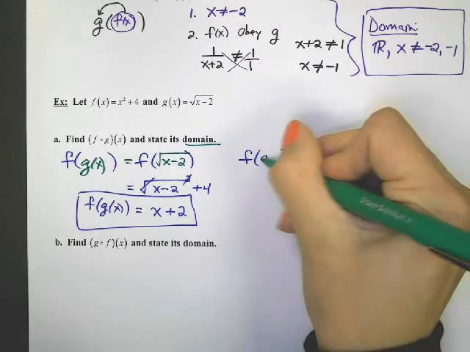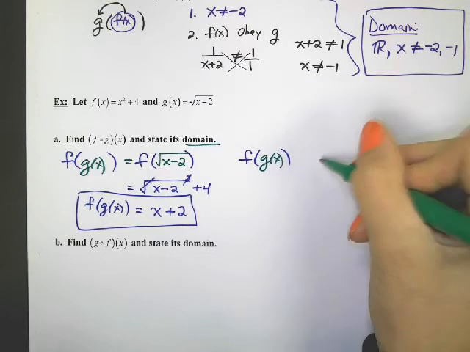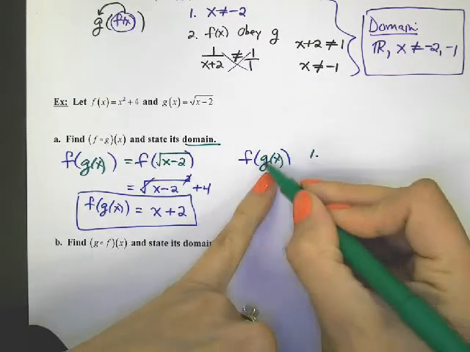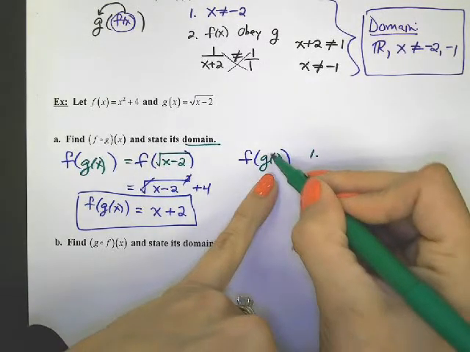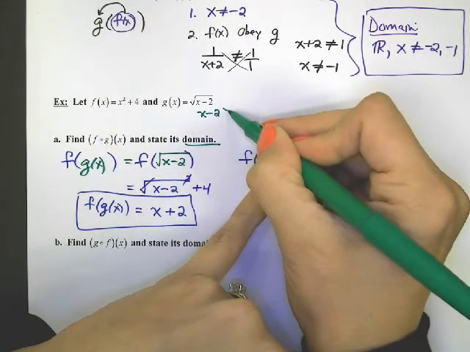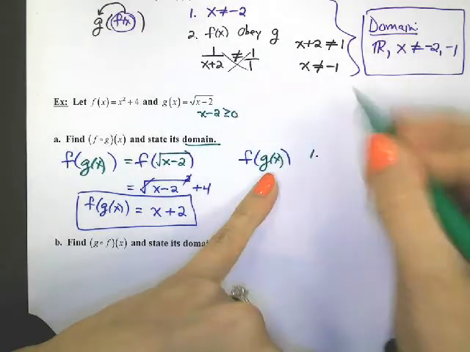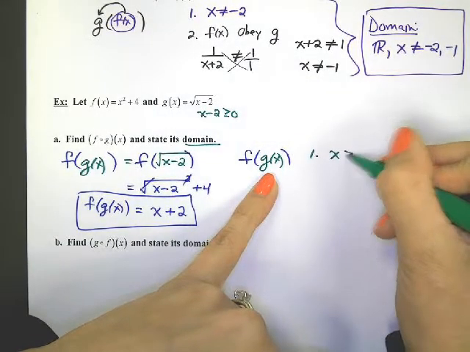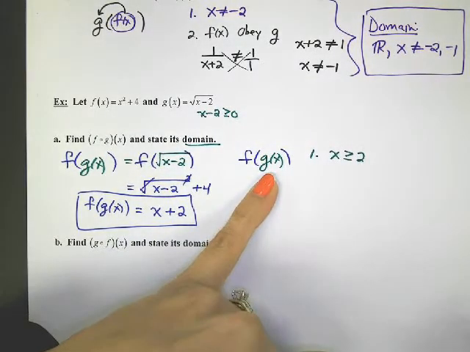f of g of x. Okay, step 1, the domain of the little guy. So let's look back up here at g. x minus 2 has to be greater than or equal to 0. So x's have to be greater than or equal to 2.